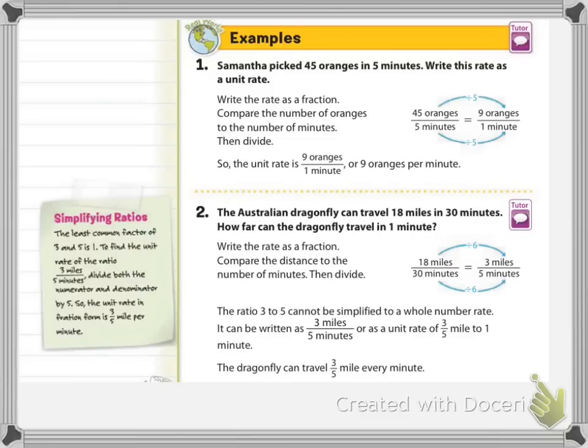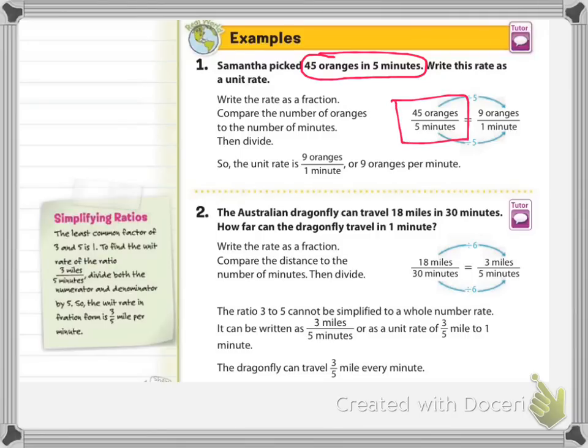On the same page, we're going to go ahead and look at examples 1 and 2. Number 1 reads, Samantha picked 45 oranges in 5 minutes. Write this rate as a unit rate. So the first thing that we're going to do is take 45 oranges in 5 minutes, and we're going to write it as a rate. And that's what they did right over here. Now remember, they included the words.